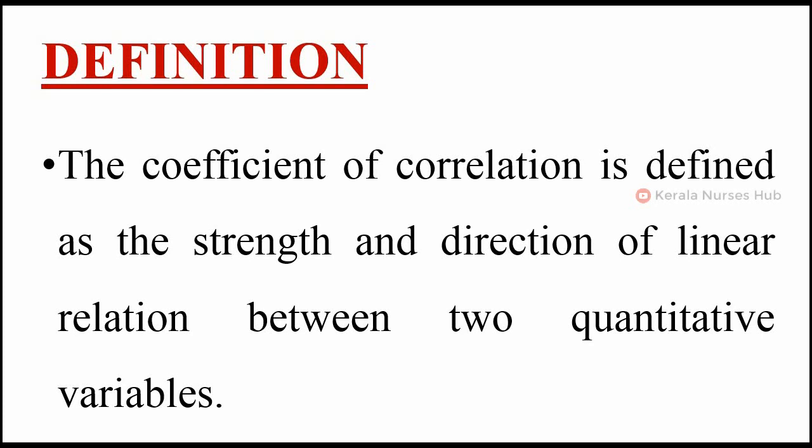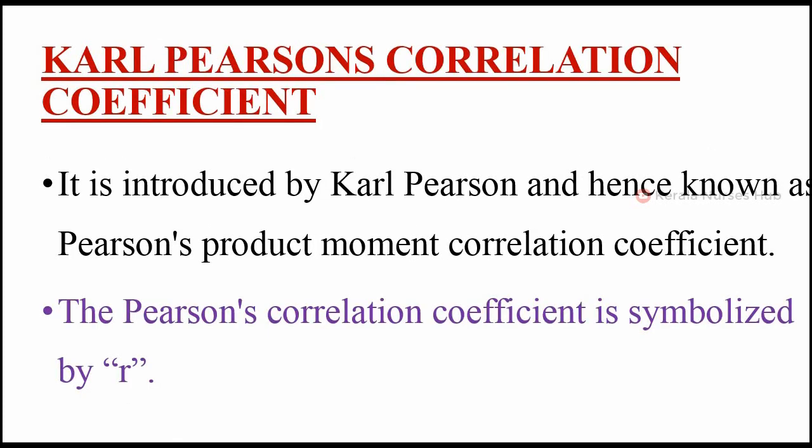The correlation coefficient is defined as the strength and direction of the linear relationship between two quantitative variables. This we already discussed in the last class. So the coefficient of correlation will tell you the strength and the direction of the relationship existing between the two quantitative variables. Pearson's correlation coefficient was introduced by Karl Pearson and hence it is known as Pearson's product moment correlation coefficient. And as I said earlier, it is symbolized by the small letter r.